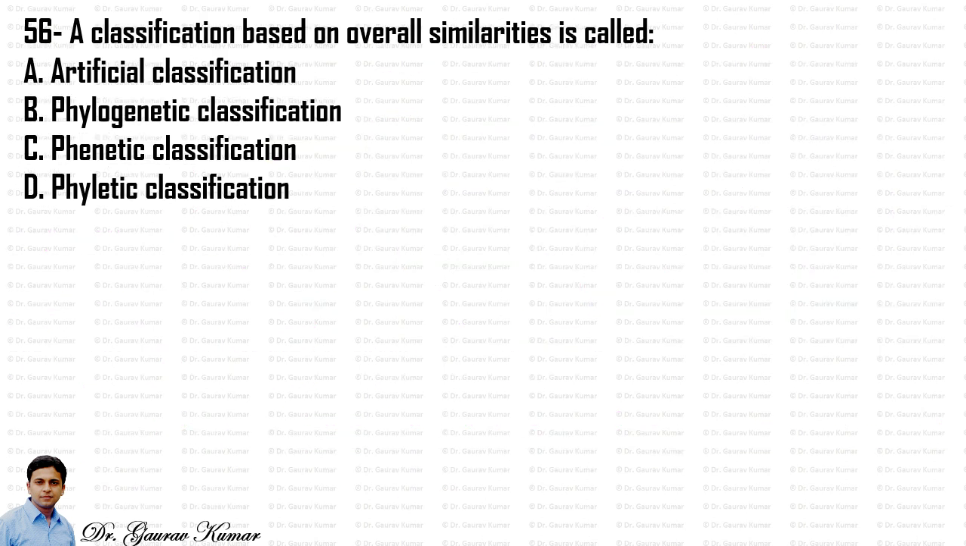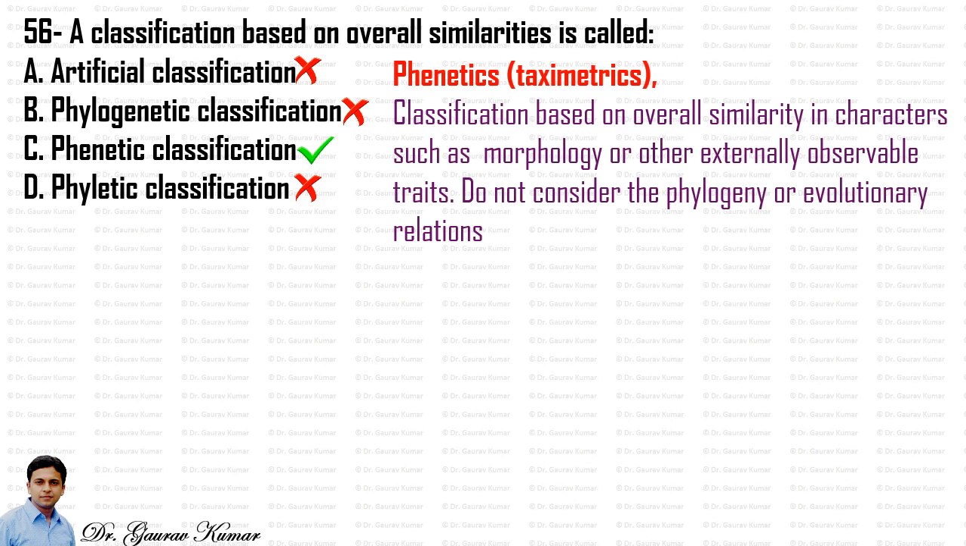Next question, classification based on overall similarities is called. So the answer is C, phenetic classification. A phenetic classification, or taximetrics as it is called, is a classification based on overall similarity in characters such as morphology or other externally observable traits. It does not consider the phylogeny or evolutionary relations.